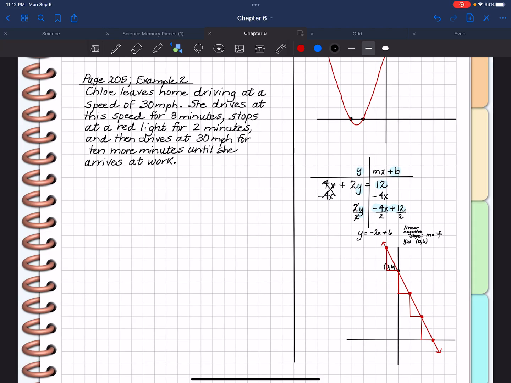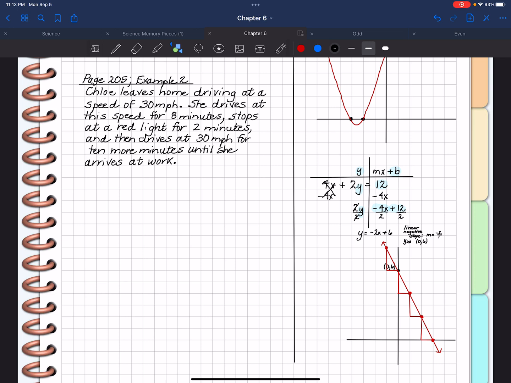I am on page 205 at example 2, and I copied this problem from the textbook off screen so you wouldn't have to watch me do that. If you need to pause your video and write this down, by all means do so. But they want us to graph a real world situation. And for me personally, these were always much easier because it was real world. It was something that I could relate to and that made sense to me in a story.